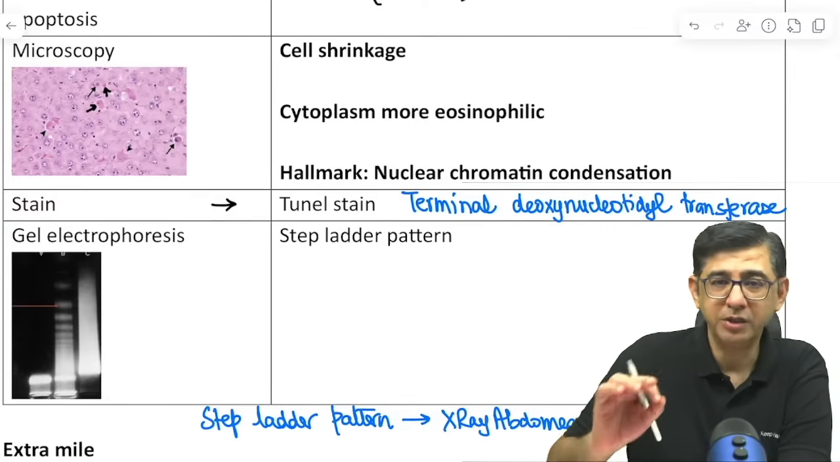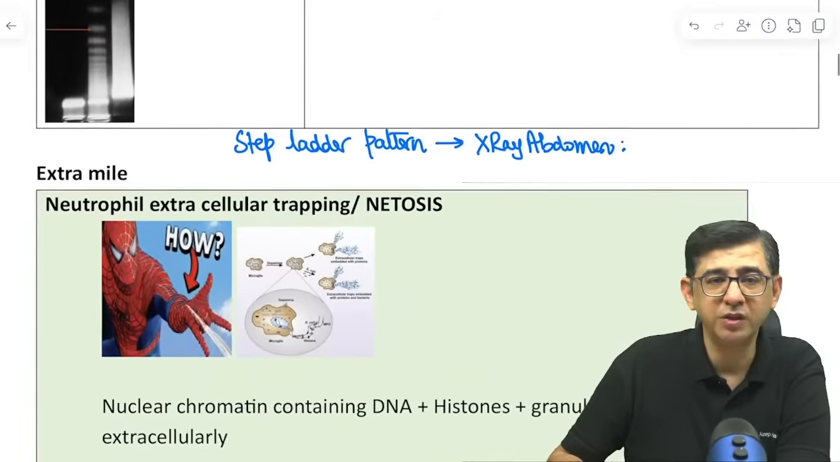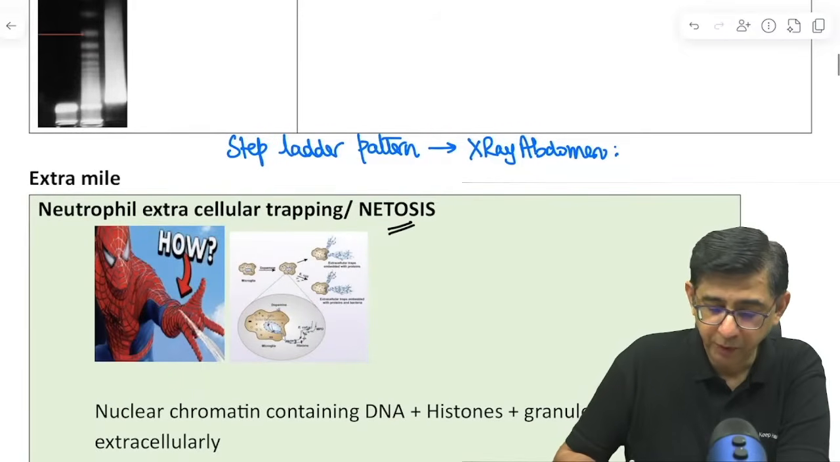Next we'll talk about a question which was asked in your exam, that is NETosis. NETosis again is a super important concept.